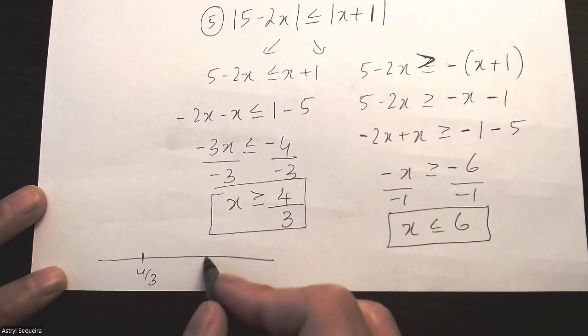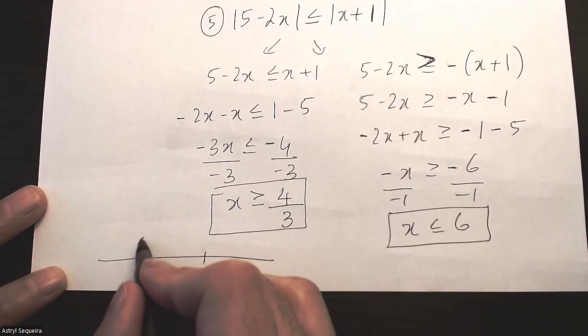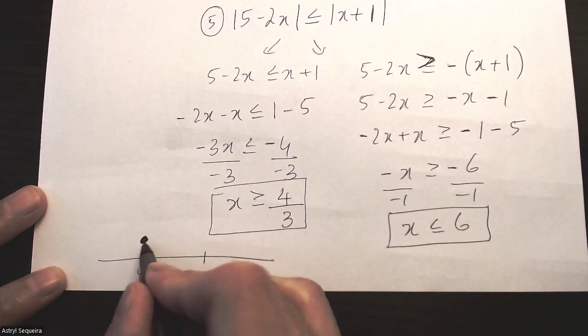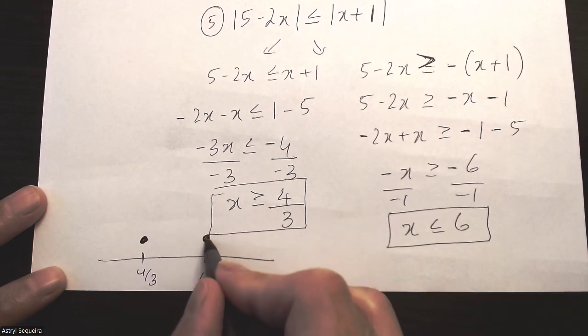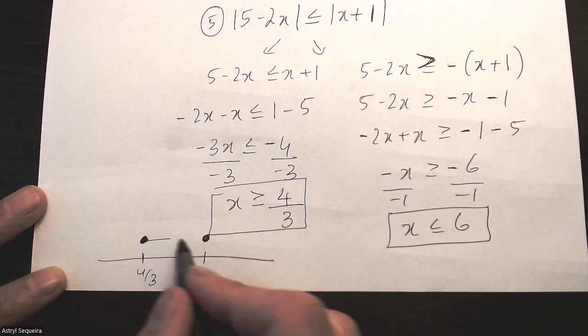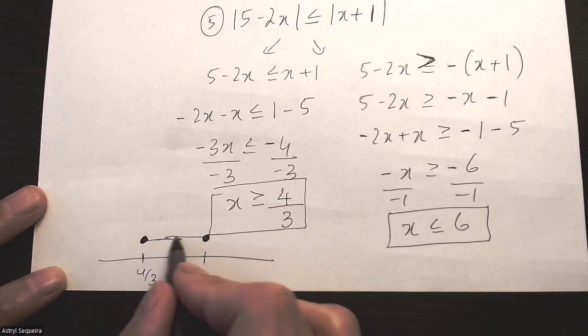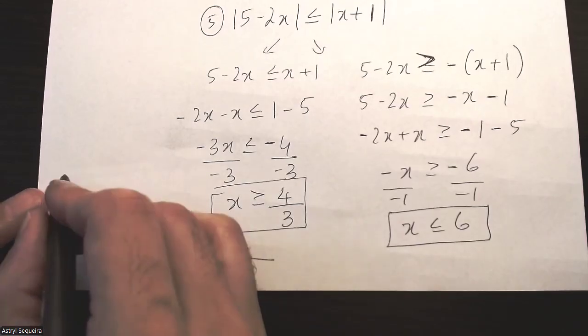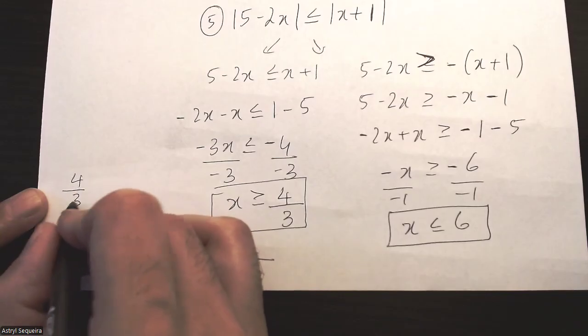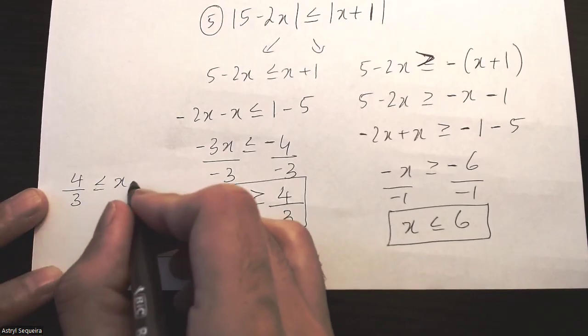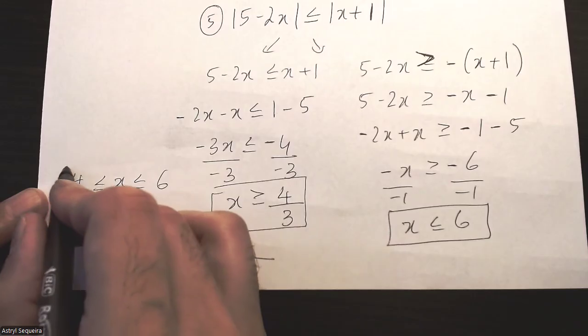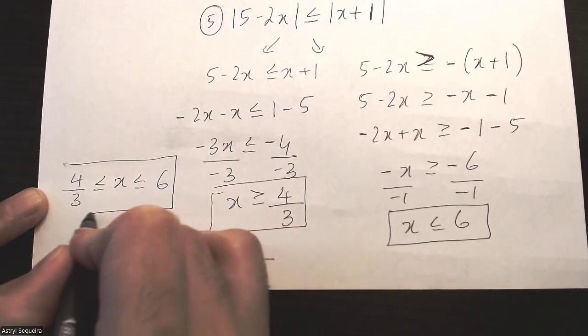4 over 3 is a smaller value, 6 is the larger value. Dots are filled because they're inclusive. Greater than 4 over 3 means I'm going to the right. Less than 6 means I'm going to the left, which means these two can be combined. So my final solution is 4 over 3 less than or equal to x less than or equal to 6.